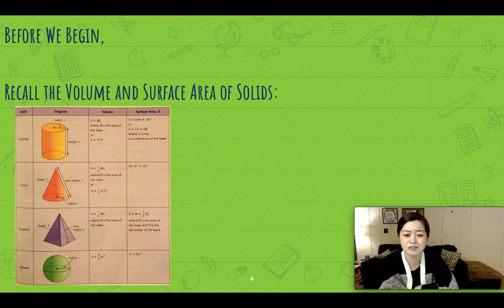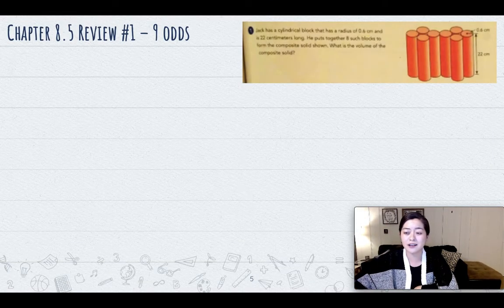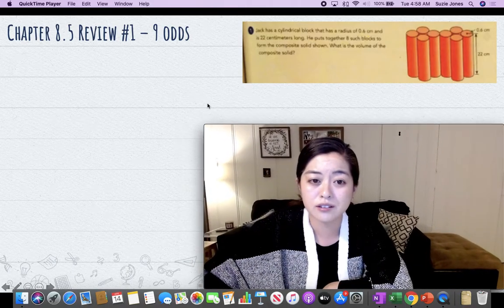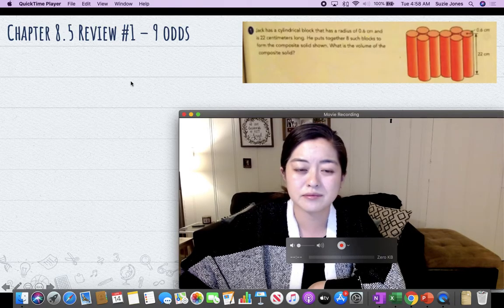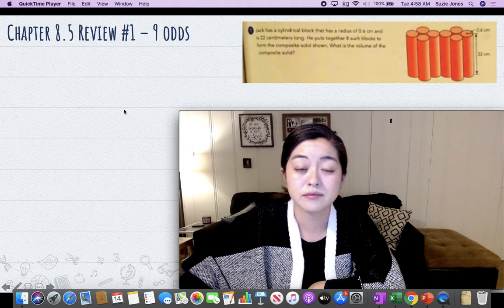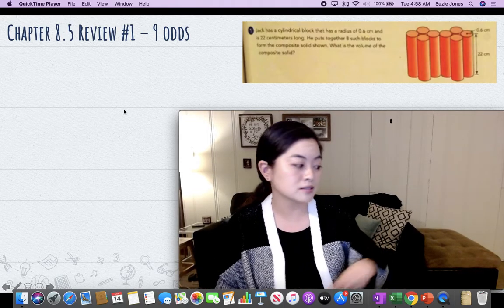All right, so just as a reminder, in your textbook, there is this really handy chart at the end of Chapter 8, so don't forget to refer back to it, especially when you're taking your open book Chapter 8 assessment. All right, so we're gonna continue and do what we didn't get to complete, which was 8.5 numbers 1 through 9 odds, okay?